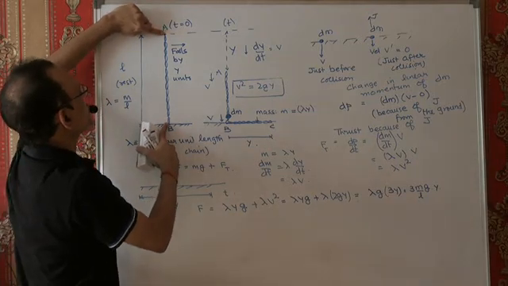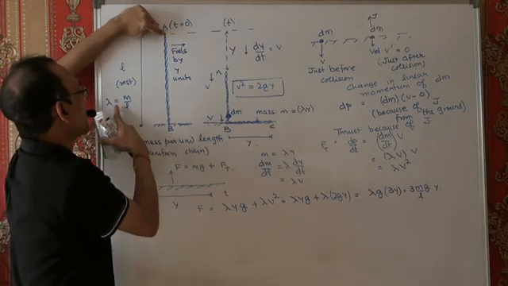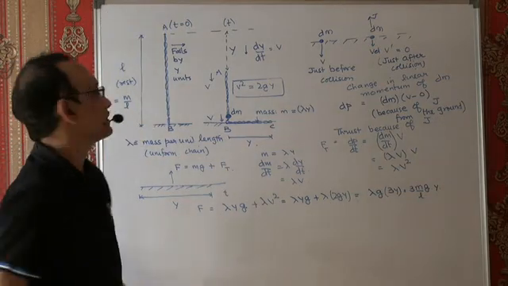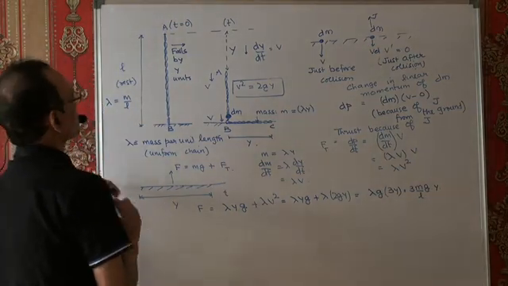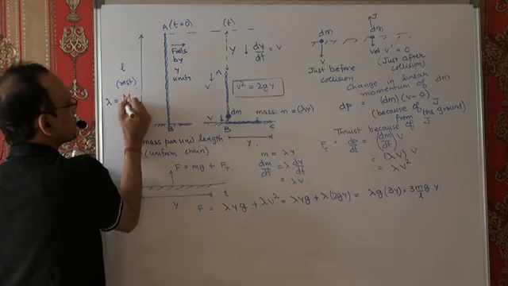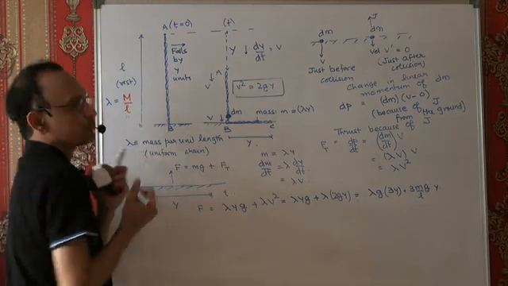There is a chain of length L and of mass m, that means mass per unit length lambda, which is m by L, right? Let me call it capital M by L for convenience. Capital M is the total mass and small l is the total length.